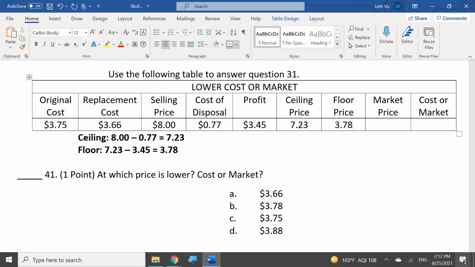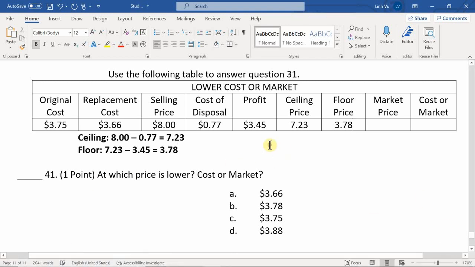$3.78. So next we have to compare our numbers. My three numbers to compare are my ceiling of $7.23, my floor of $3.78, and my replacement cost of $3.66. Which number is going to be in the middle?